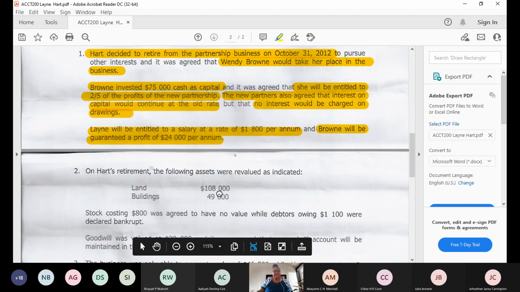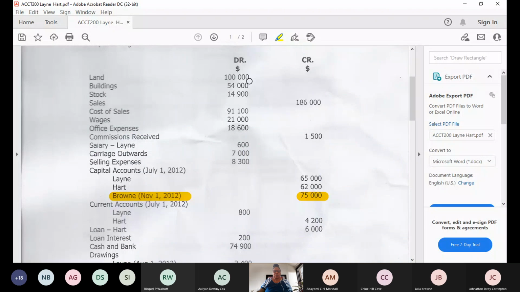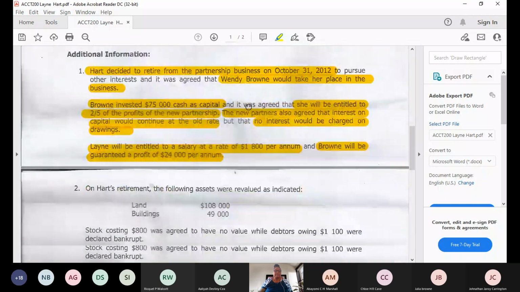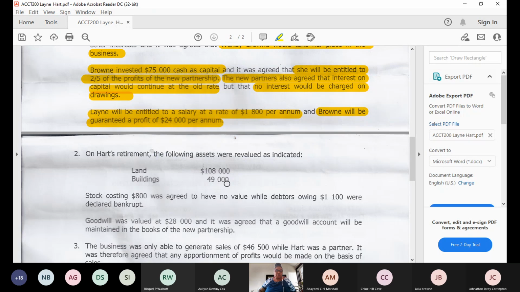land is going to be 108,000 and buildings 49,000. Now let's look back here. Land was 100,000 before, so that means land went up by $8,000. Okay, building was 54,000 before, that means buildings went down, because building is now $49,000. So that is revaluation. So you should know the accounting entries when you are revaluing your assets, and that goes back to the double entry principle of accounting.